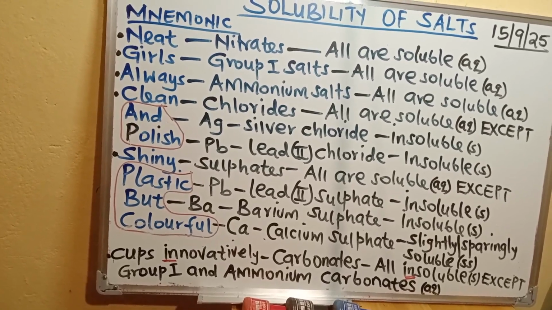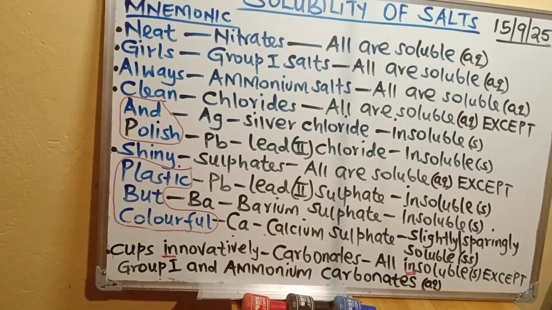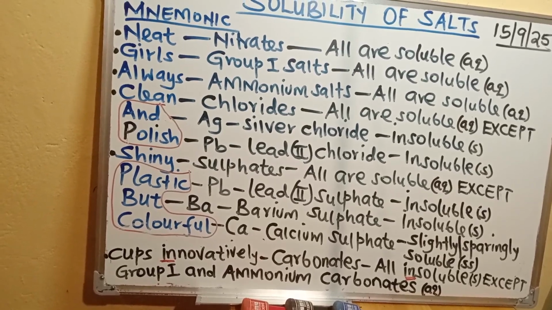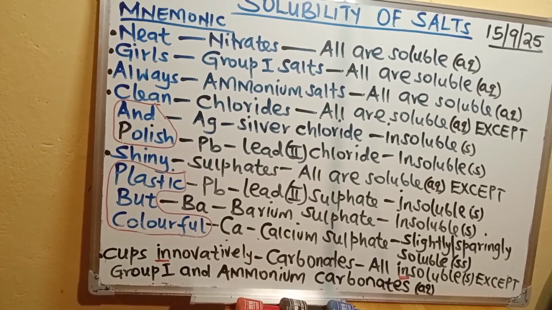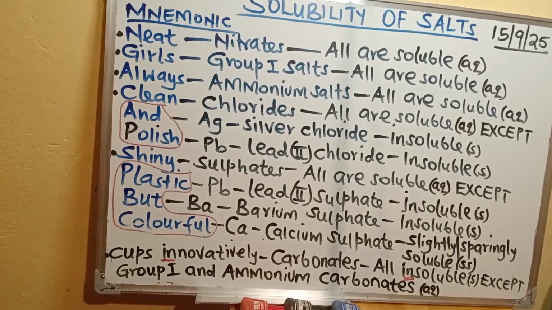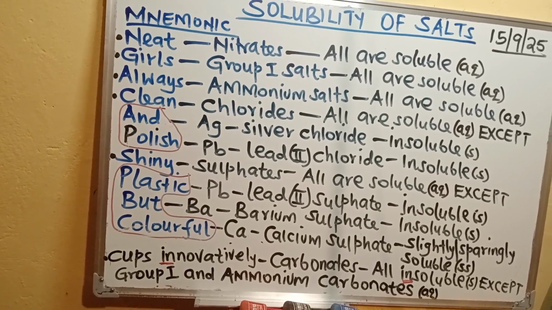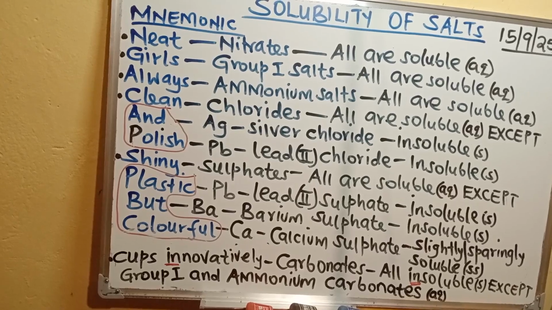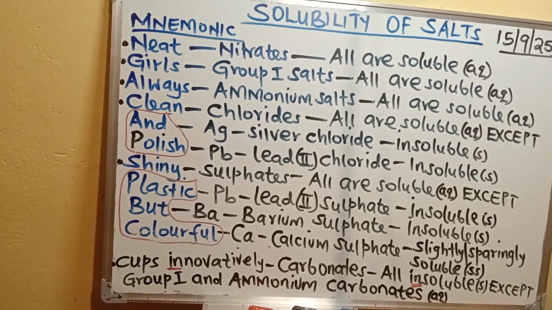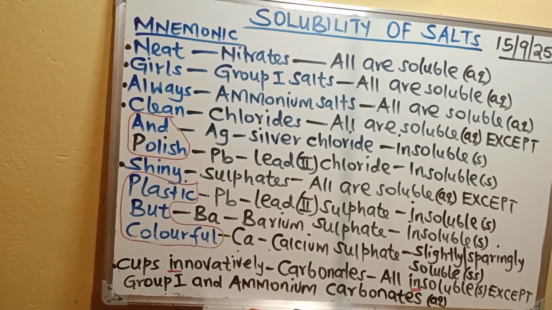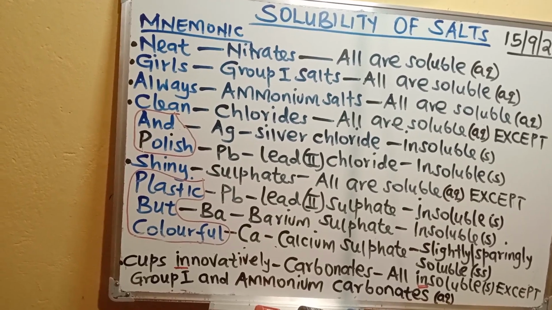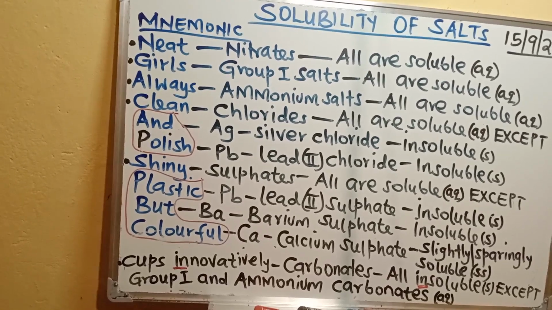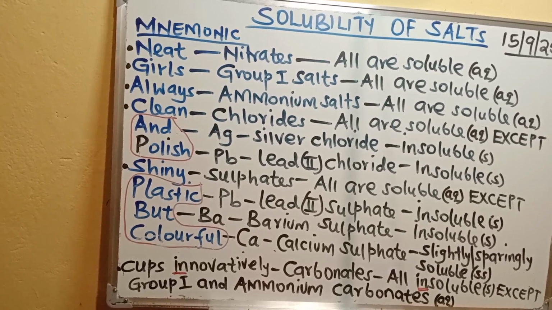Again, we have 3 exceptions. The first one is plastic, standing in for Pb, capital P, small b, standing in for lead 2 sulfate, which is insoluble. The state symbol is a small s in brackets. But, standing in for barium, barium sulfate is also insoluble, with the state symbol of small s in brackets. Colorful, standing in for calcium, calcium sulfate is slightly or sparingly soluble.